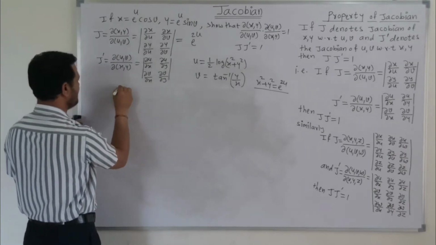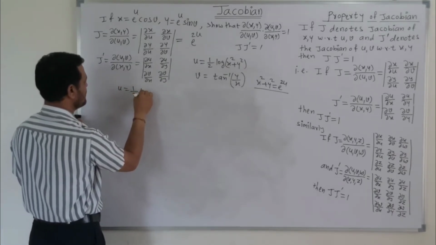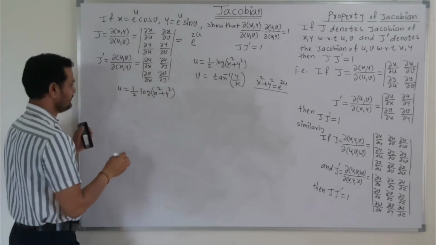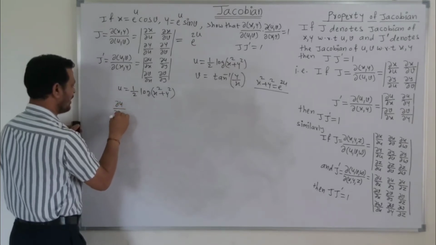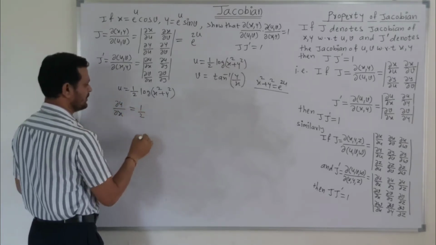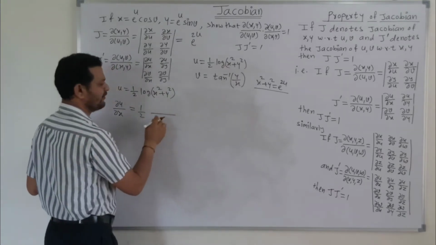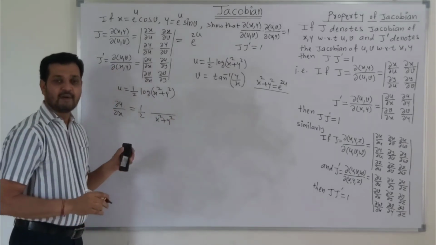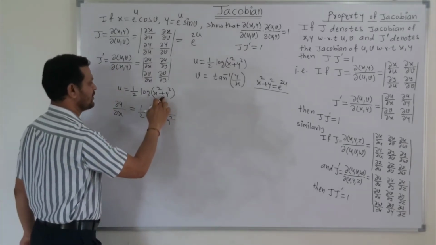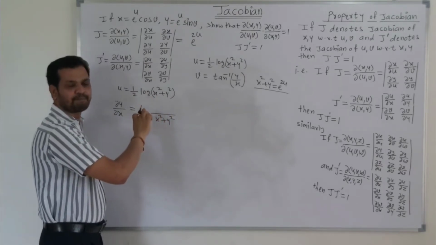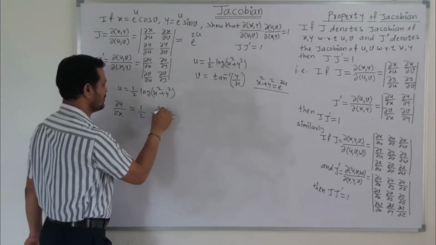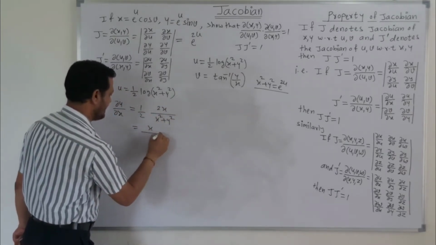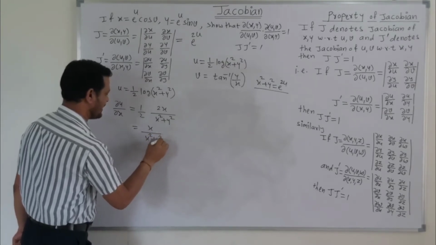So here we get the value of u. So value of u is 1 upon 2 log of x square plus y square. Now take the partial derivative of u with respect to x. So this 1 upon 2 is constant. The derivative of log is 1 upon x square plus y square, but this is other than x. So derivative of x square plus y square with respect to x by keeping y as constant is 2x. So this 2 will get cancelled, and we get this answer as x upon x square plus y square.